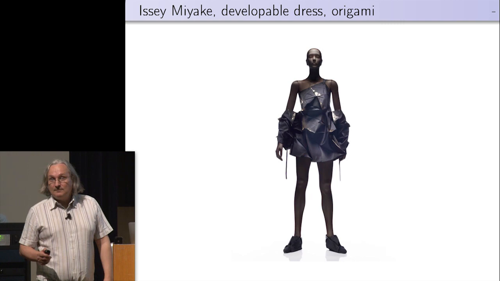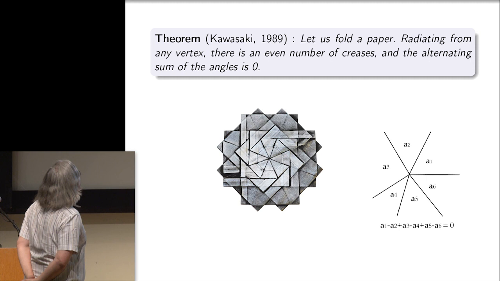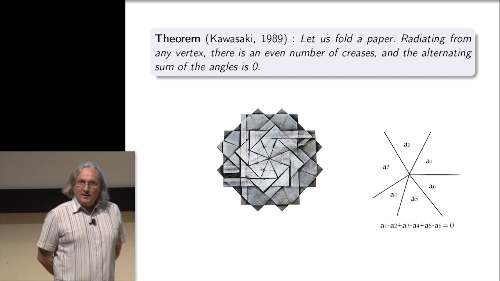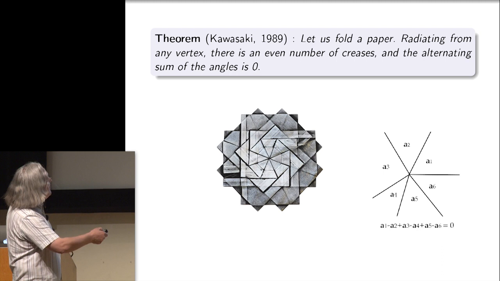Let me state a theorem about folding paper. This is a theorem due to Kawasaki, 1999. You take a piece of paper and you fold it many times, like, for example, if your name is Miyake and you construct this dress. So you see here a very complicated combination of segments and vertices.